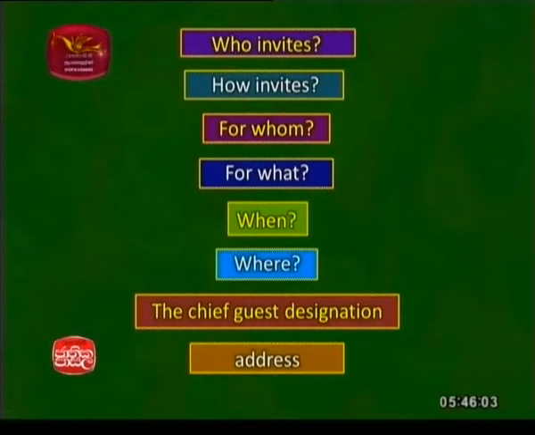You are invited to this and then come down. I will show you another one like that also. Yes. Right. Now this is the format, right? Who invites? Then you have to write the Literary Association, the Science Society, Multimedia Club, something like that. And then how invites? How? Cordially, gracefully. Then for whom? To whom? Then for what? Then when? Where, then the chief guest designation and address.